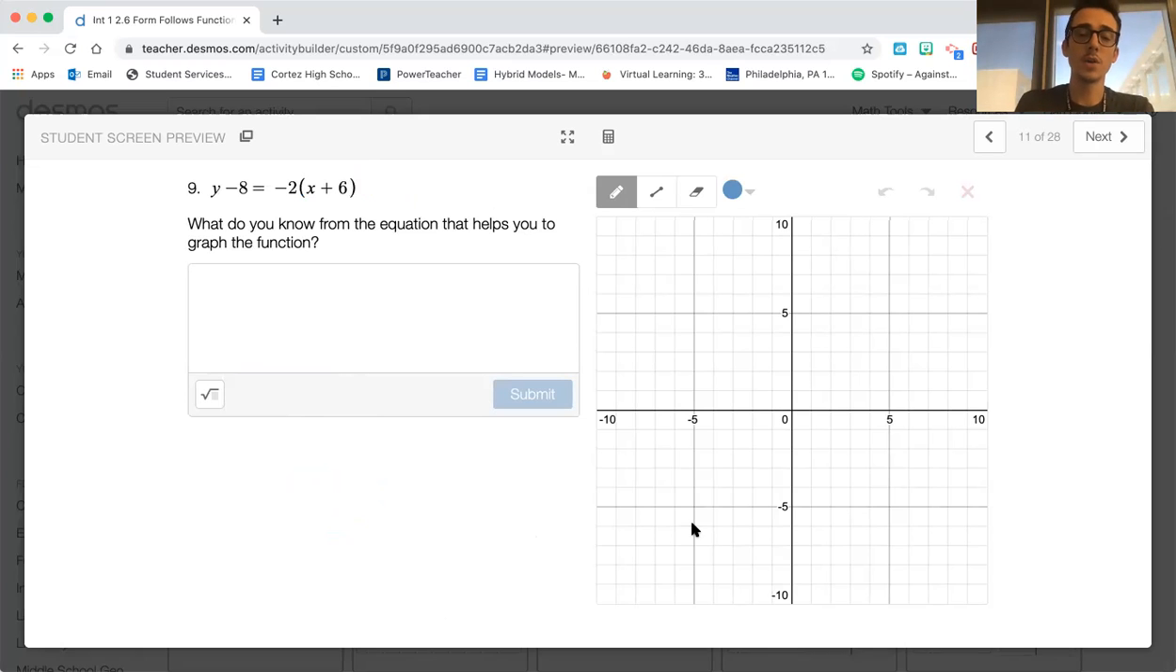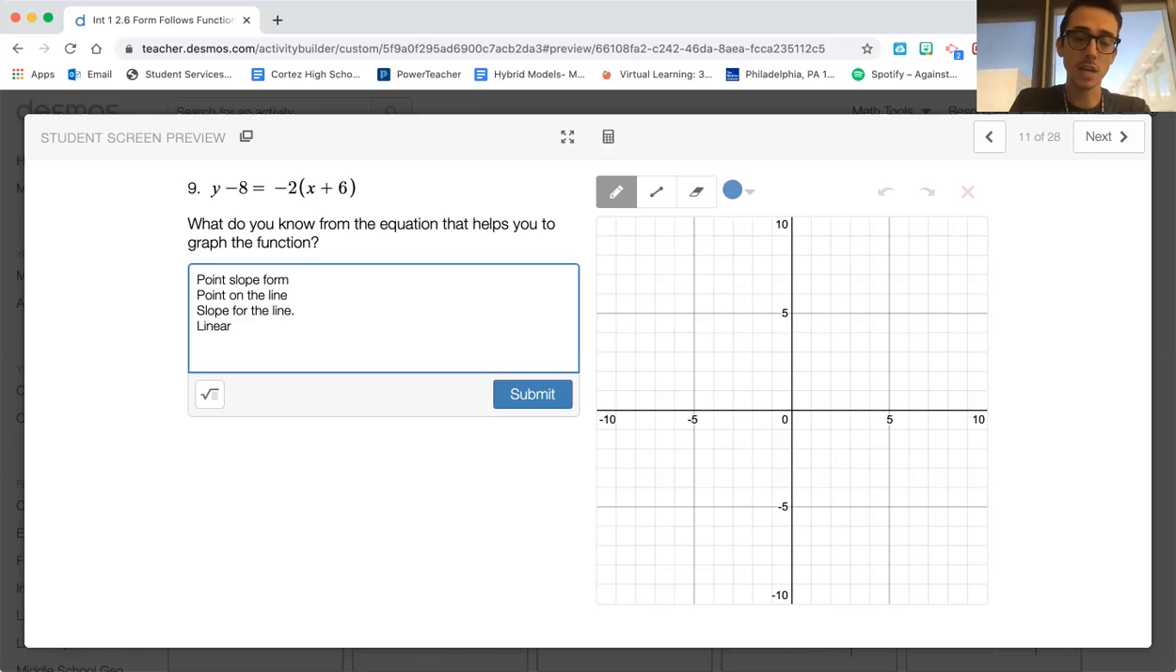What do I know? I know that this is in point slope form. I can get a hold of a point on the line. I can get a hold of the slope for the line. I know that it's linear. I know that it could be rewritten to slope intercept form. And I know it's going to have a straight line, right? So just based off of this, I'm able to actually say a lot.